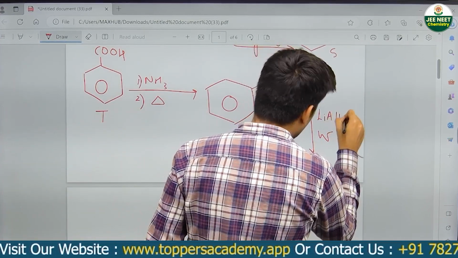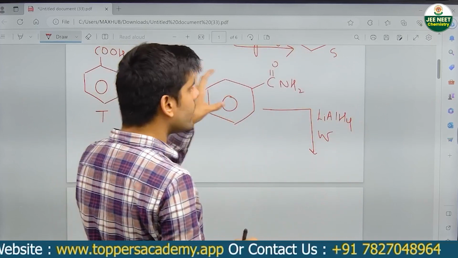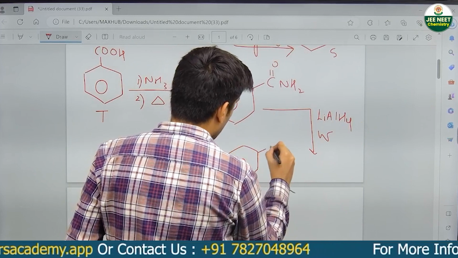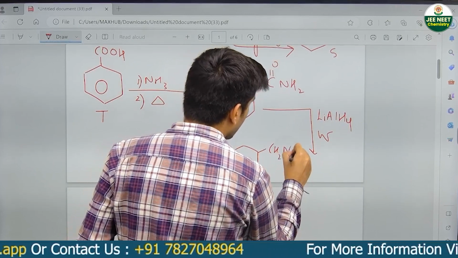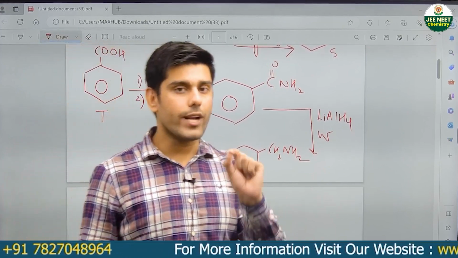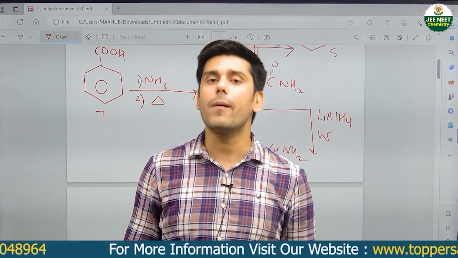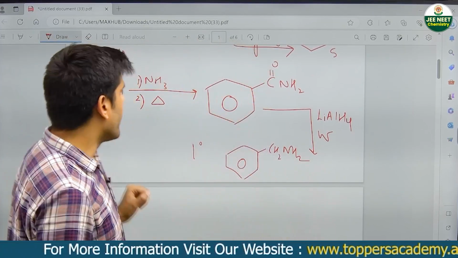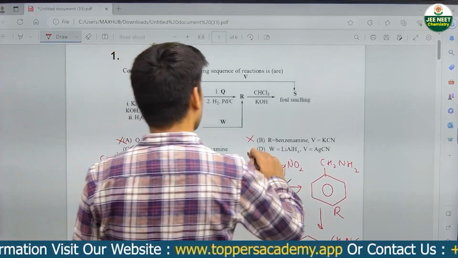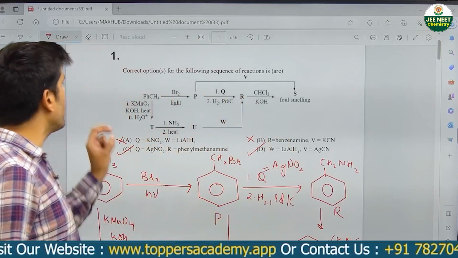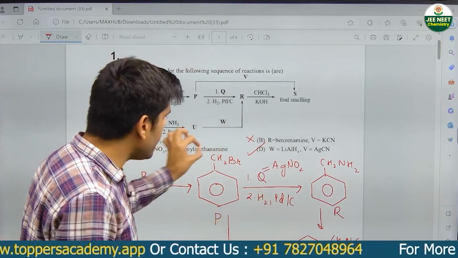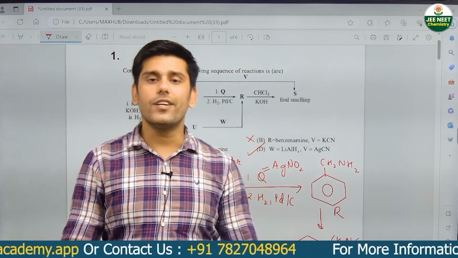This is a strong reducing agent, and we know that it converts amides into amines. Which amine? 1 degree amine. Please remember: reduction of nitro compounds, cyanides and amides gives 1 degree amine. Is that okay? So C and D both are correct. So the correct options for the following sequence of reactions are C and D. I hope the question is clear to you.